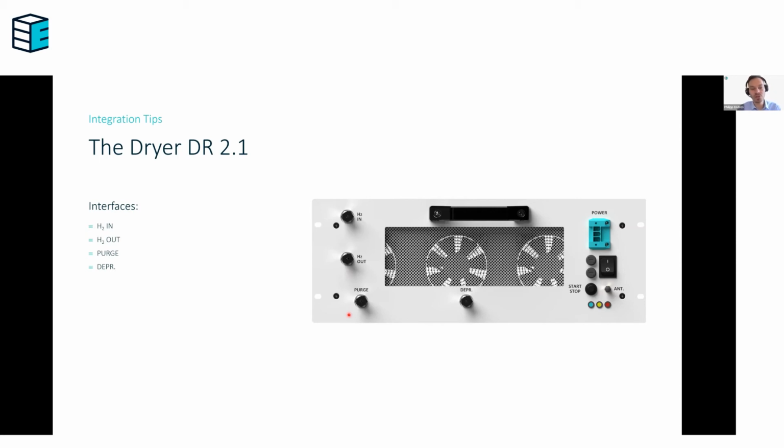Then the purge line, as I said before in the previous presentation, the H2 vent line of the electrolyzers can be combined with the H2 purge lines of older electrolyzers, but also with the H2 purge line of the dryer. So yeah, you can put them together. Of course, make sure that you have appropriate sizing of your pipes. That's very important. And then they can be combined. That's not a problem.